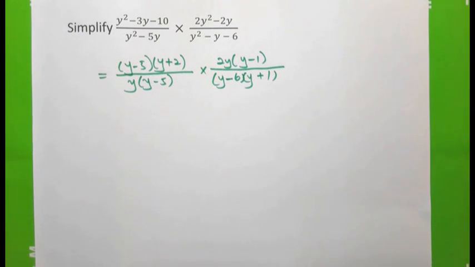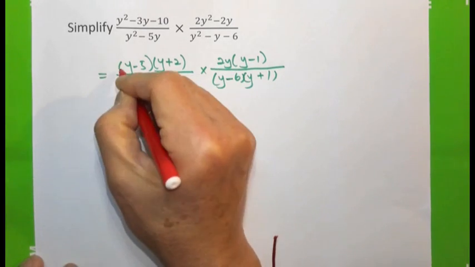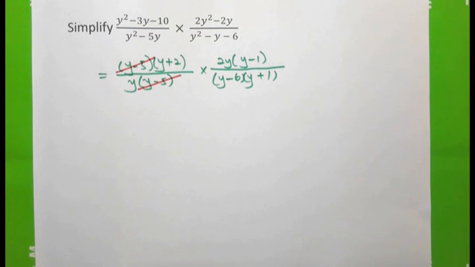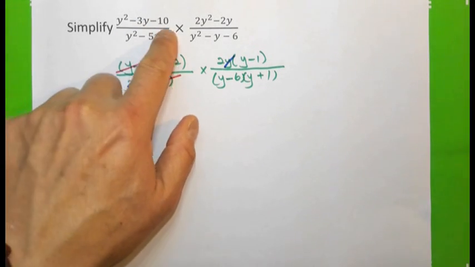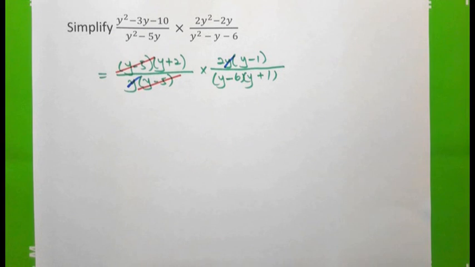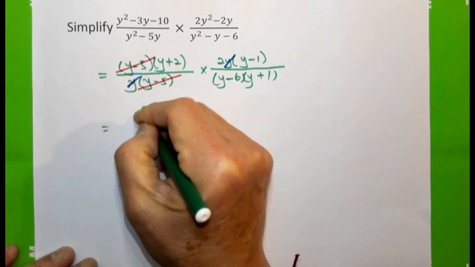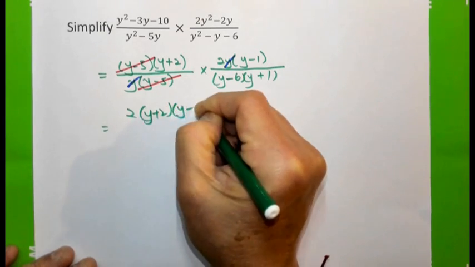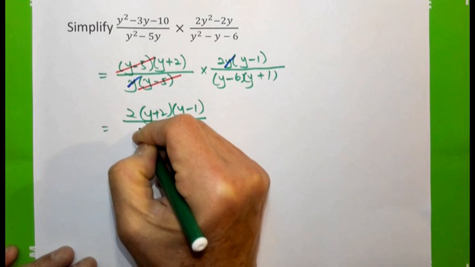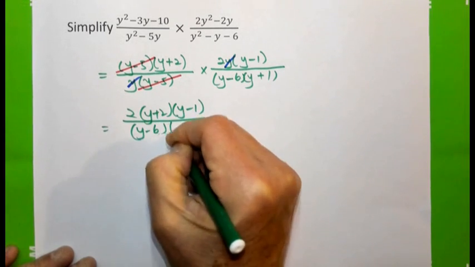No. We can start to see if we can eliminate some terms. y minus 5, y minus 5. Now, you know that this is multiplication, 2y and y. We can actually eliminate y as well. Therefore, this actually simplifies down to (y plus 2)(2y minus 1) over (y minus 6)(y plus 1).